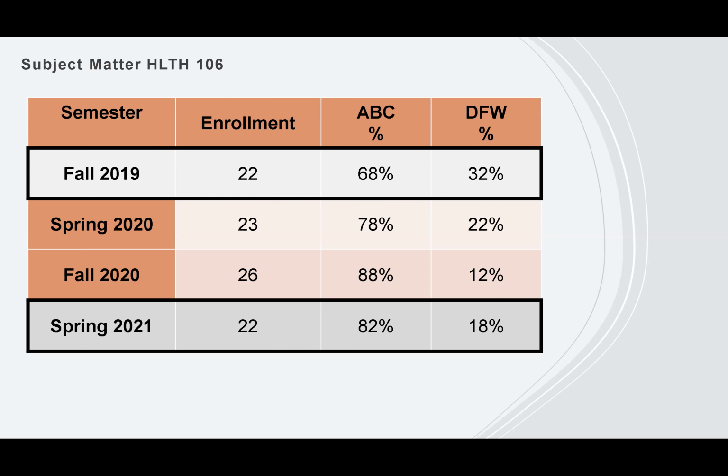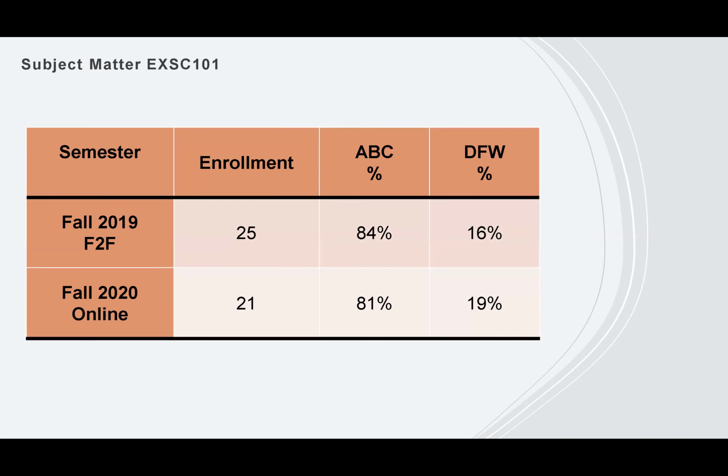I am a person who almost obsessively monitors their course data from semester to semester. And I'm always trying to figure out ways to make it better for the students so that they can be more successful. I'll show you one other one, and this is exercise science. I should preface by saying that this is a new course. It's part of a new degree program. And so it was fall 2019, I believe, the debut of the course. This was the first time it was taught, and it was face-to-face. So I got 84% at a C or better, and 16% DFW.